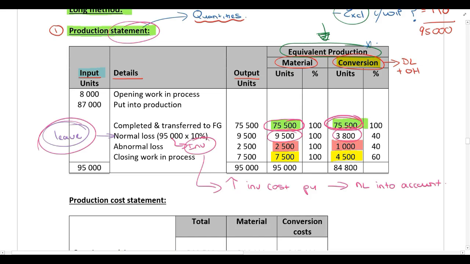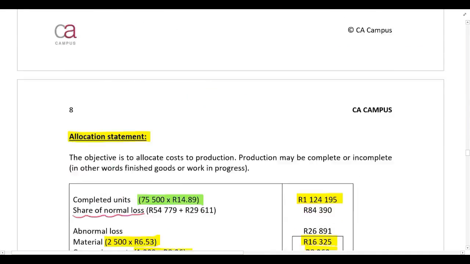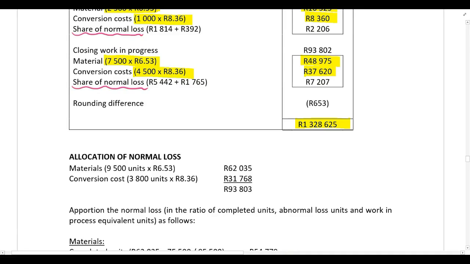Okay, so what do we do with the normal loss? First, guys, we work out what the normal loss is. So again, we're just going to say the 9,500 units times 6 Rand 53, 3,800 units times 8 Rand 36. First, just work out what that normal loss actually is. Okay, so here's my calculation for material and for conversion. Calculate what the normal loss actually is.